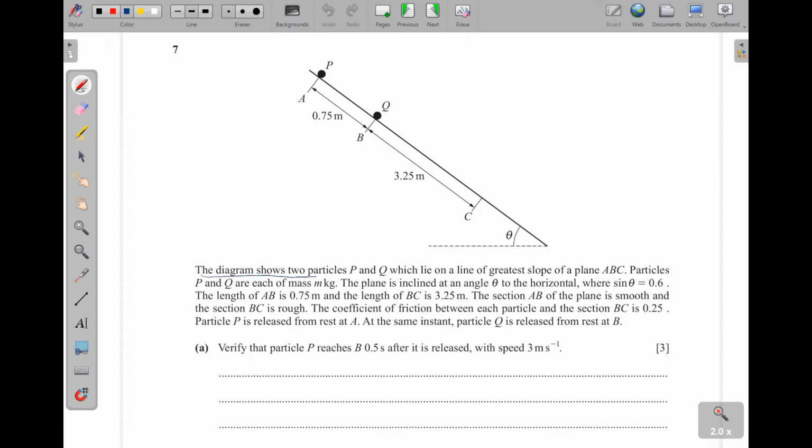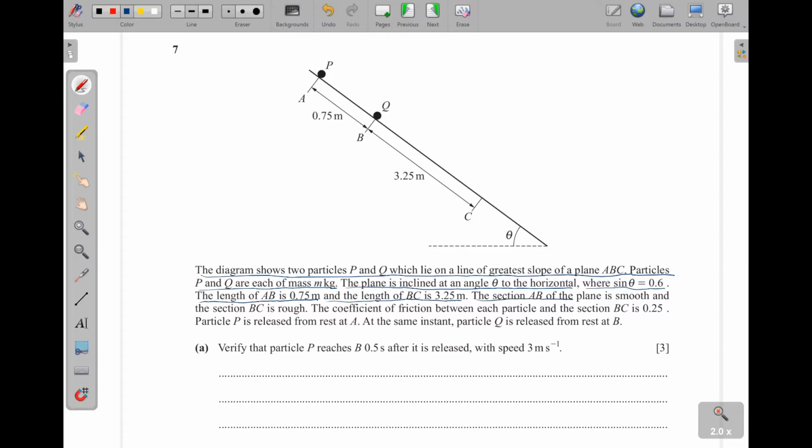The diagram shows two particles P and Q which lie on a line of greatest slope of a plane ABC. Particles P and Q are each of mass m kilograms. The plane is inclined at an angle of theta to the horizontal, where sine theta is equal to 0.6. The length of AB is 0.75 meters and the length of BC is 3.25 meters.